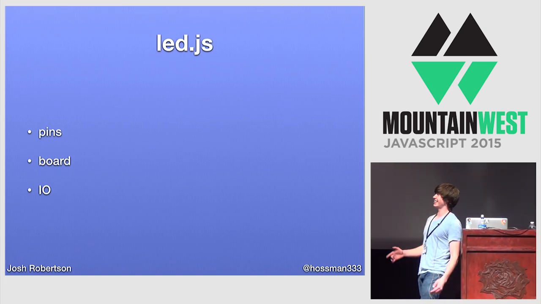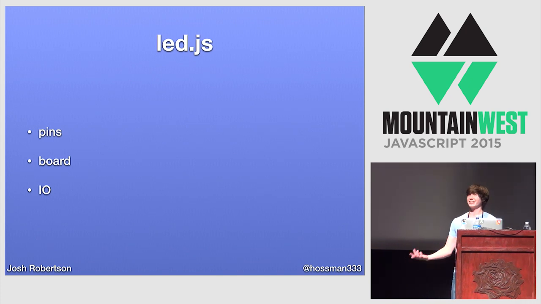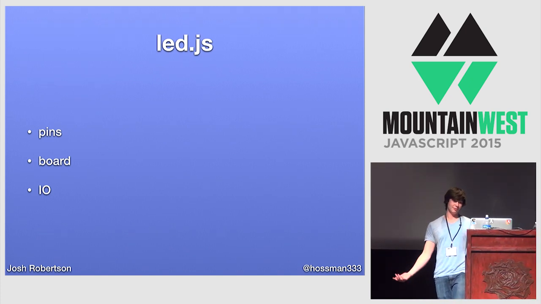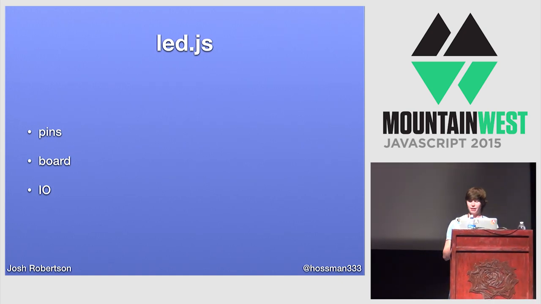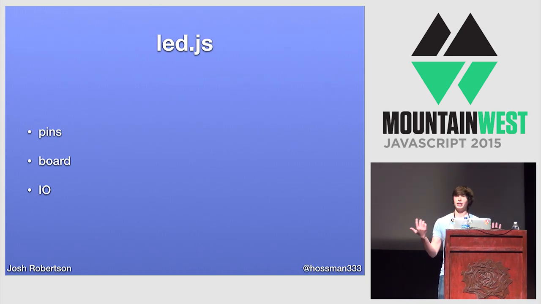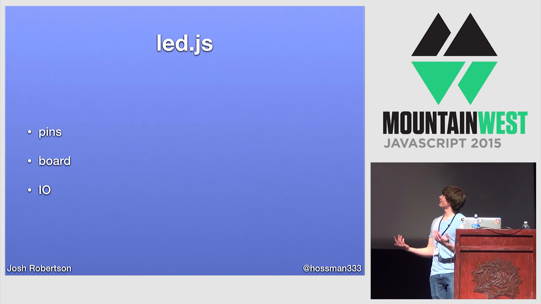Anyways, I opened up led.js, and I immediately recognized the concept of pins, because you have pins in Arduino, and Johnny Five uses them also. And then they had a board, and a variable called IO, so they'd always do IO dot something. I knew IO stood for input and output, but I was like, what are they doing with this?